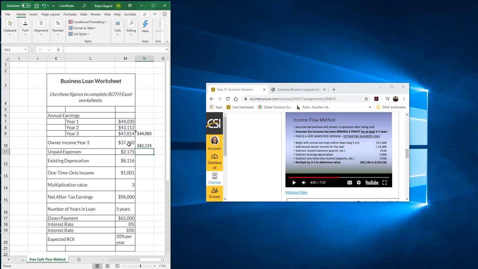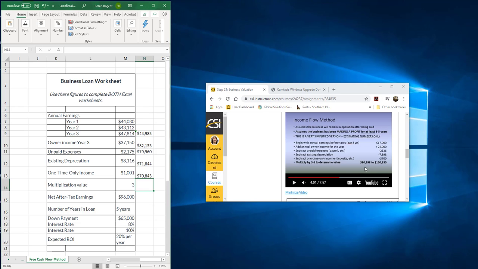Then in line 3, it says subtract unpaid expenses, payroll, etc. So unpaid expenses equals our current total minus this one. And then it says subtract existing depreciation equals our new current total minus depreciation. Then we're going to subtract one-time only income because the owner would keep that. So that takes it down to $70,843. And now we're going to multiply to determine the value.